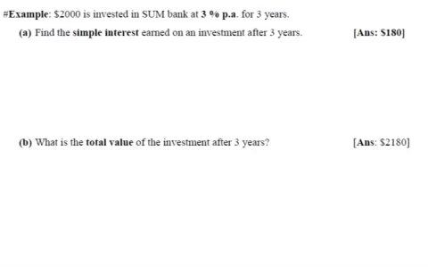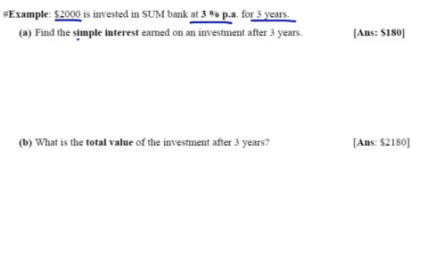Okay, Year 9. This is a video for today's lesson. Now this is the example we went through yesterday, so I'm just going to do it once again before we do the harder questions. Now, $2,000 is invested in some bank at 3% per annum for 3 years.